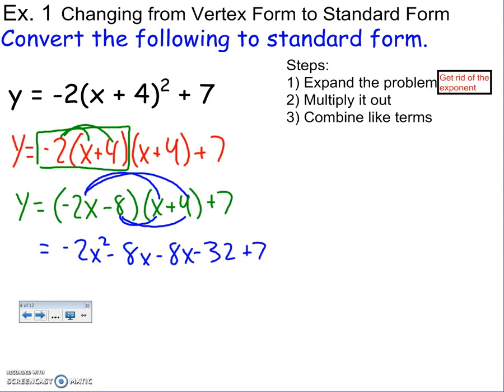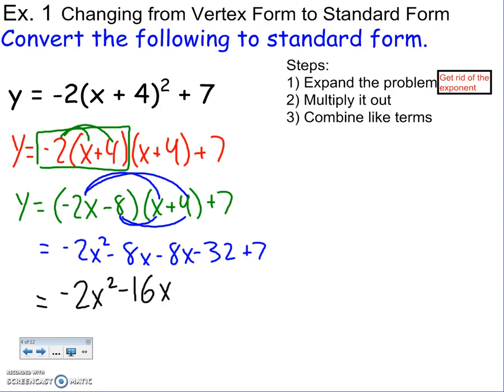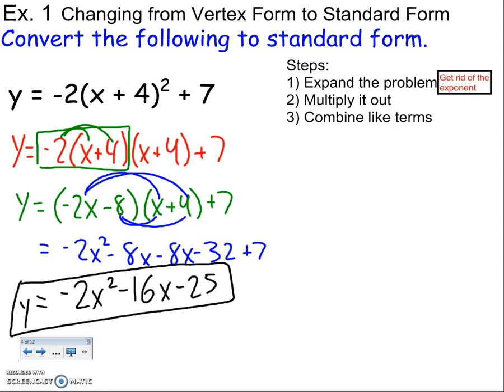Combine like terms, and then you're done. So the x's combined: -8x minus 8x is -16x. And then the -32 plus 7 combined to make it a -25. Y equals -2x squared minus 16x minus 25. That is our answer. So 3 steps. Expand, meaning get rid of the exponent. So write the parentheses part twice, multiply it out, then combine. So that's short and simple.